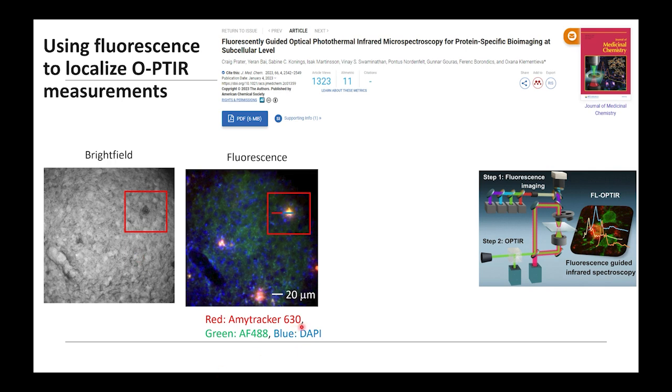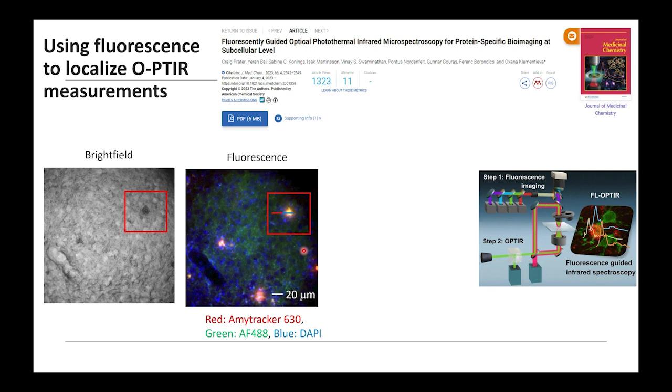But we can image this in the bright field channel, in which case you see some contrast, but when you flip across and start imaging this with the fluorescence channel, you get a lot more contrast. And that's what fluorescence is all about. It's to help guide and locate where features are, where they are spatially.